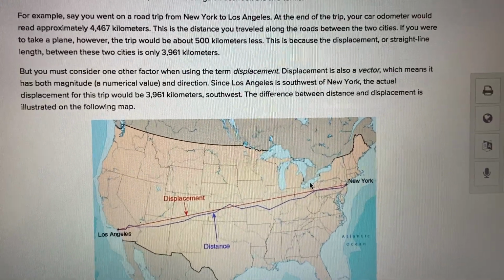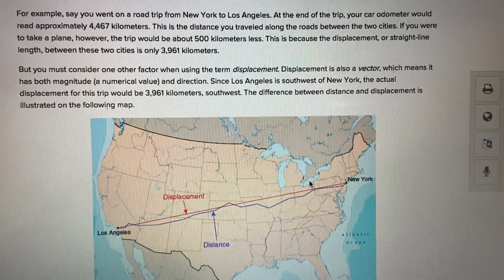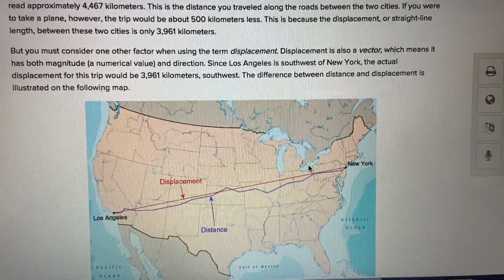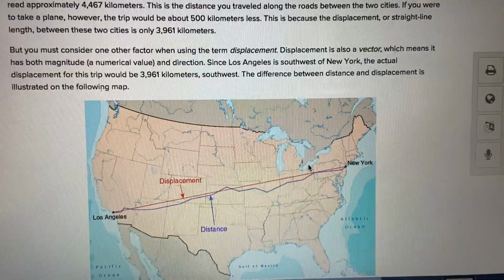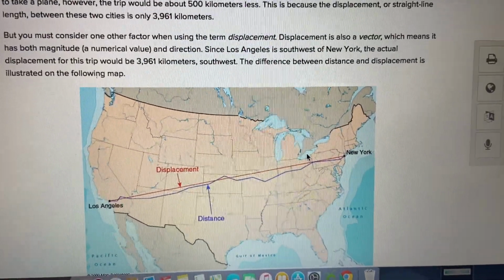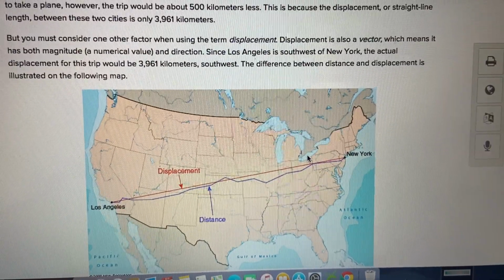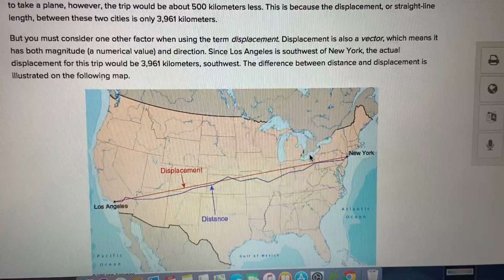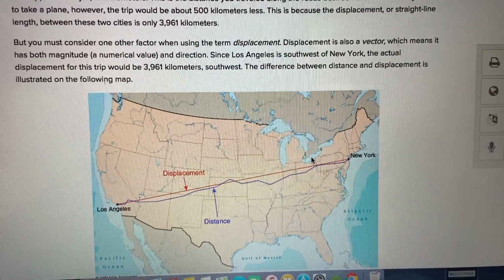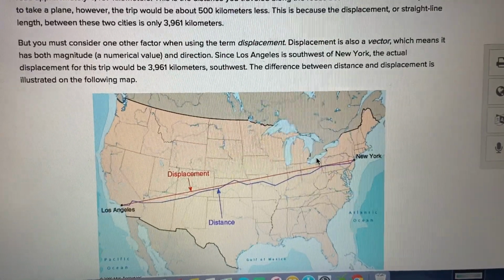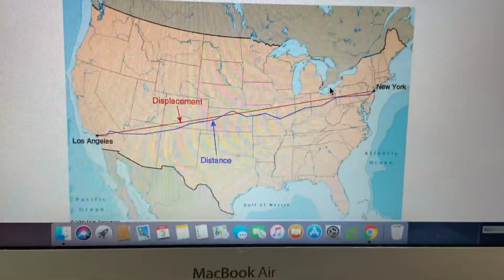But you must consider one other factor when using the term displacement. Displacement is also a vector, which means it has both magnitude, a numerical value, and direction. Since Los Angeles is southwest of New York, the actual displacement for this trip would be 3,961 kilometers southwest. The difference between distance and displacement is illustrated on the following map.